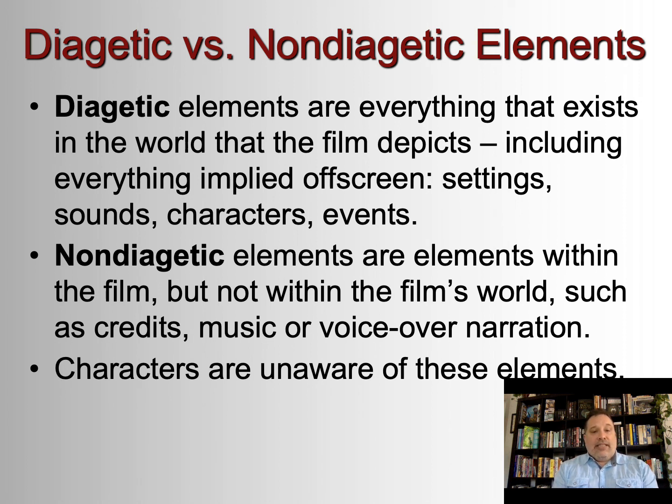But the diegesis is everything that's implied on screen and off screen in the world, right? Settings, sounds, character events, everything that the characters are aware of. Non-diegetic elements are elements within the film, but not within the film's world. So that's the credits, for example, that roll over the opening scenes. Like the characters can't see those, right? But they exist in the movie. Voiceover narration. You might have somebody giving a voiceover narration, but the other characters can't hear it. So very common non-traditional elements.